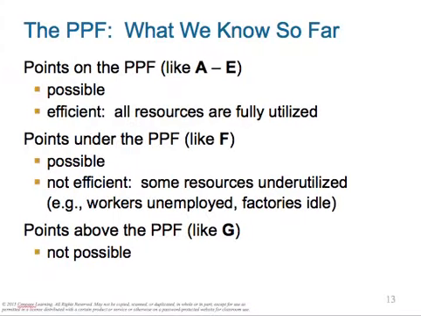So the production possibilities frontier, what we know so far. Points on the production possibilities frontier like A through E are possible and efficient. All the resources are fully utilized. Remember, our big input resource was hours of labor. Points under the PPF, like F, are possible but not efficient. Some resources are underutilized. You have workers who are unemployed or factories that are idle. Points above the PPF, like G, are simply not possible.